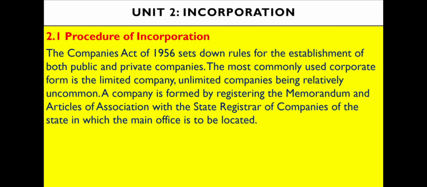Procedure of incorporation. The Companies Act of 1956 sets down rules for the establishment of both public and private companies. The most commonly used corporate form is the limited company, unlimited companies being relatively uncommon. A company is formed by registering the memorandum and articles of association with the state registrar of companies of the state in which the main office is to be located.